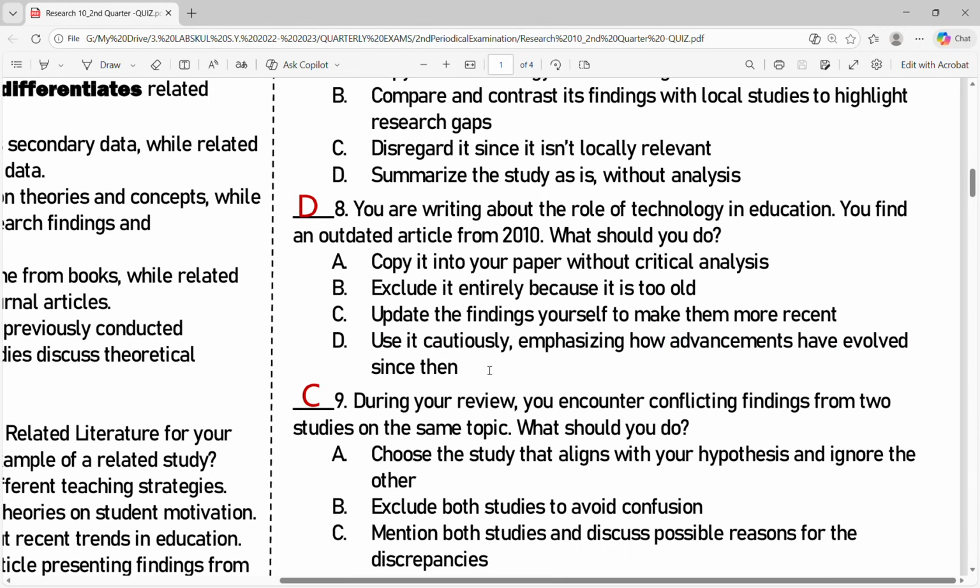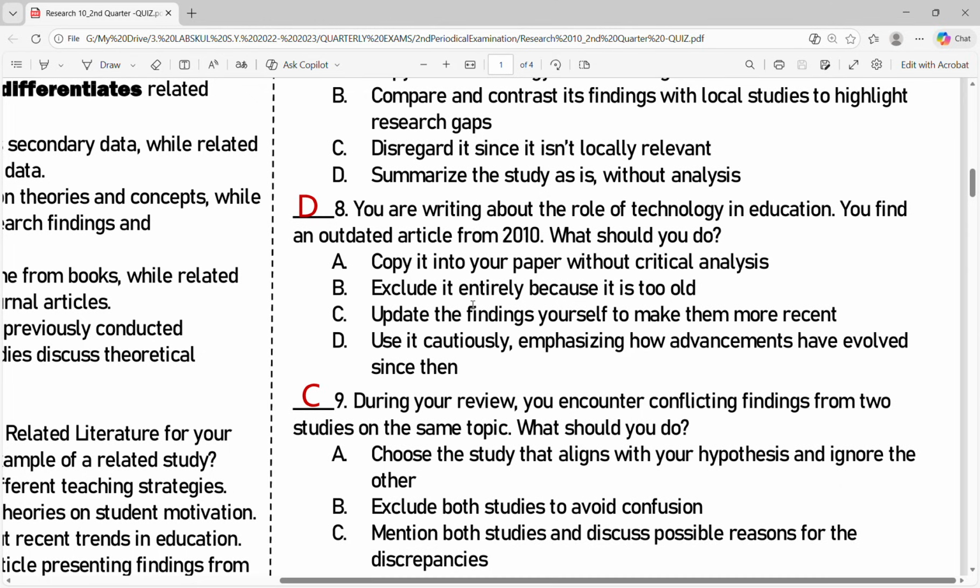You use it cautiously, emphasizing how advancements have evolved since 2010. So it's not necessary that we exclude it entirely because it's too old, because I told you that when you write your review of related literature, it must be at least 5 years ago. So 2025 kita sabong, so mga 2020, amo nang pwede nyo nga kwaan.